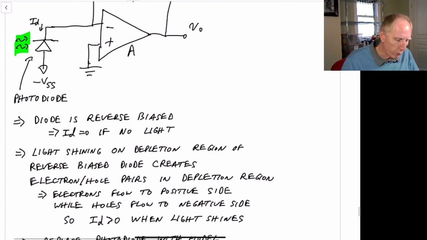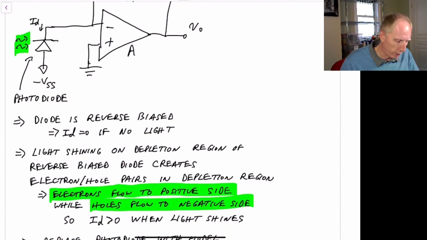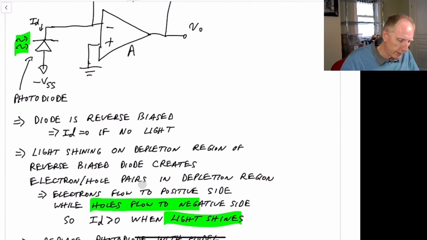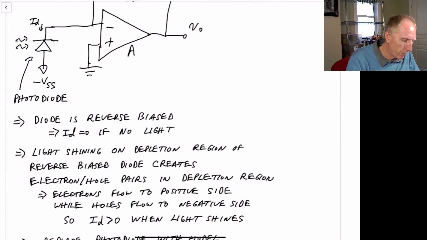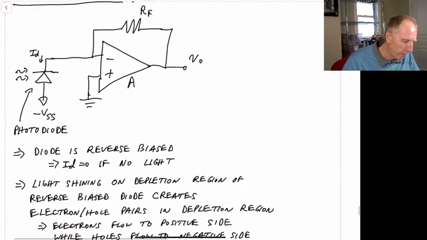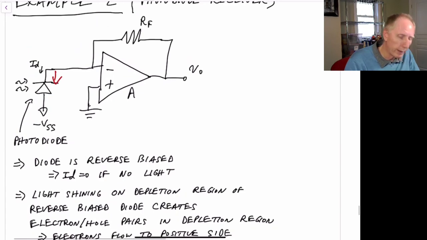Because it has a voltage across it, those electrons start to flow to the positive side and the holes flow to the negative side. So we actually get current flow. So ID is no longer 0, but it becomes greater than 0 when light shines. So what we see is that current will actually flow in this direction when light is shining on this photodiode.